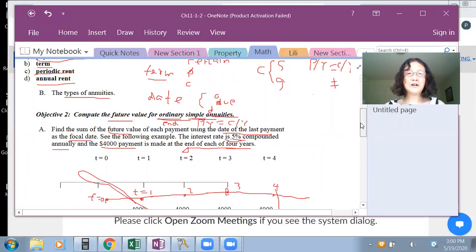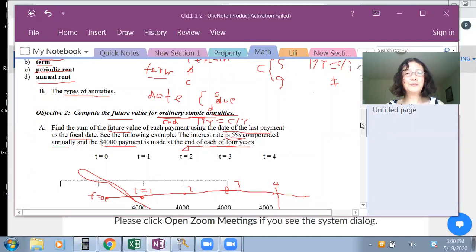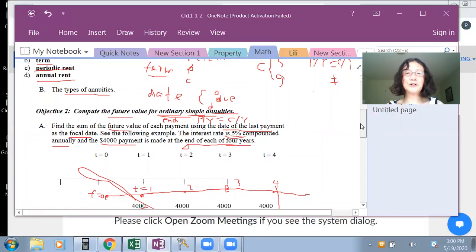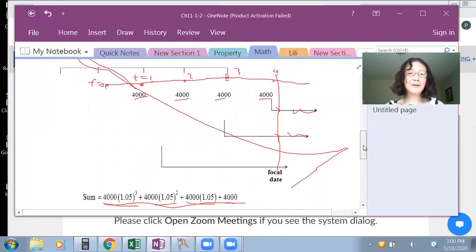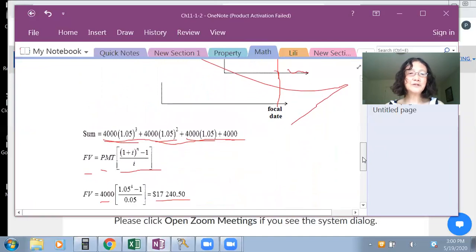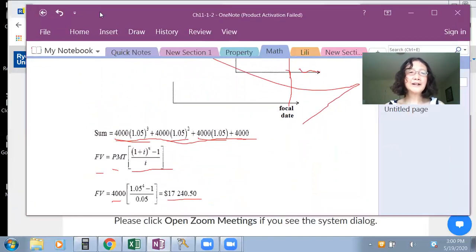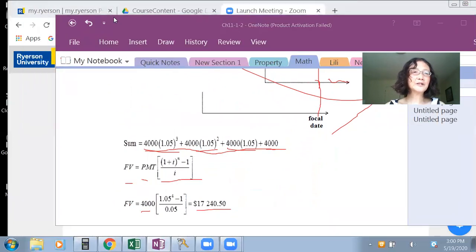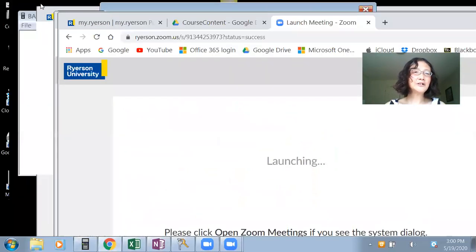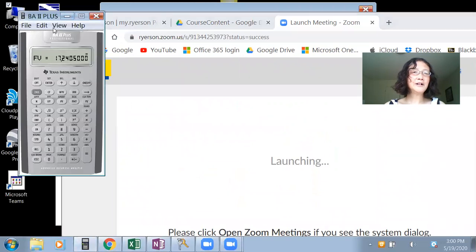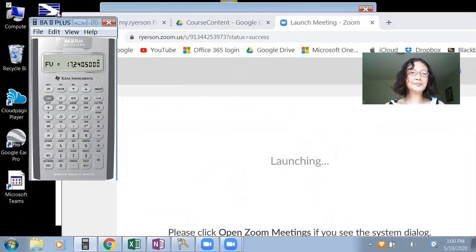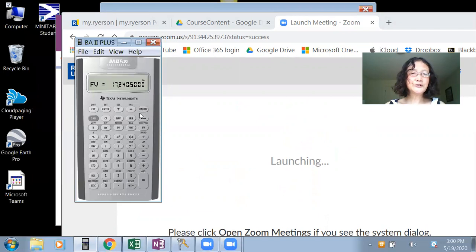Make sure you are comfortable with this example because this is the starting point. We are introducing annuities. Calculate the future value for ordinary simple annuities. And this is just method 1: use the formula. Method 2, I will use the calculator. The calculator required is this BA II Plus Texas Instruments.